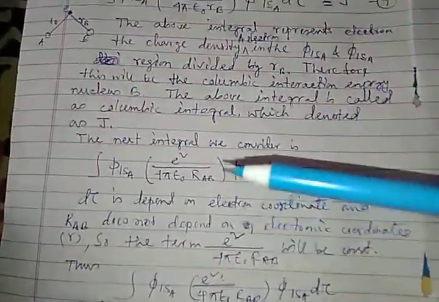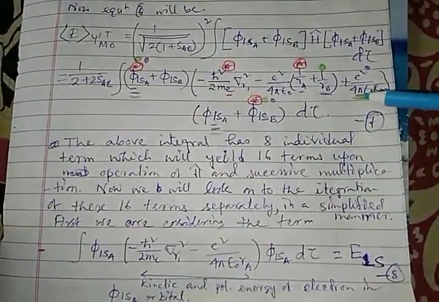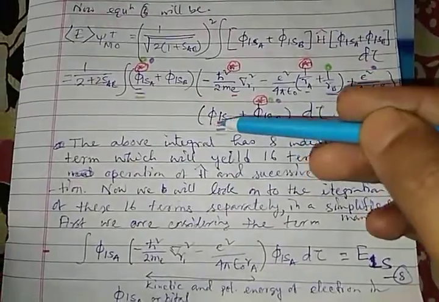Similarly, we can have another part where phi 1sA, and then I have this term which is denoted as a green line, and phi 1sA.